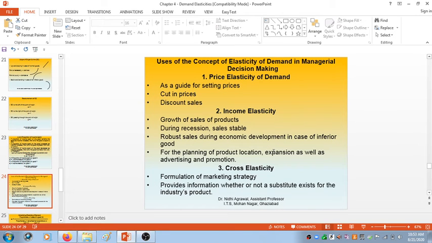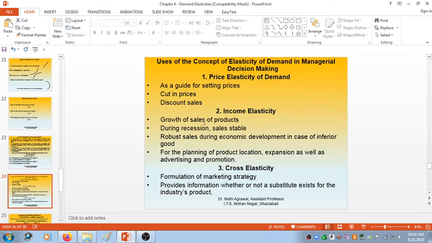Now, the use of the concept of elasticity of demand in managerial decision making. Price elasticity of demand as a guide for setting prices. According to the sensitivity of the customer in the market, we can set the price of a particular commodity, keeping in mind whether the demand is elastic or inelastic. If demand is inelastic, it means if we are sure that our customer will not change their preference, then we can set a higher price, and otherwise we can set a lower price. Cuts in prices, keeping in view sensitivity with respect to price. Some firms offer price cuts, or you can say discount offers can also be provided to the customers.